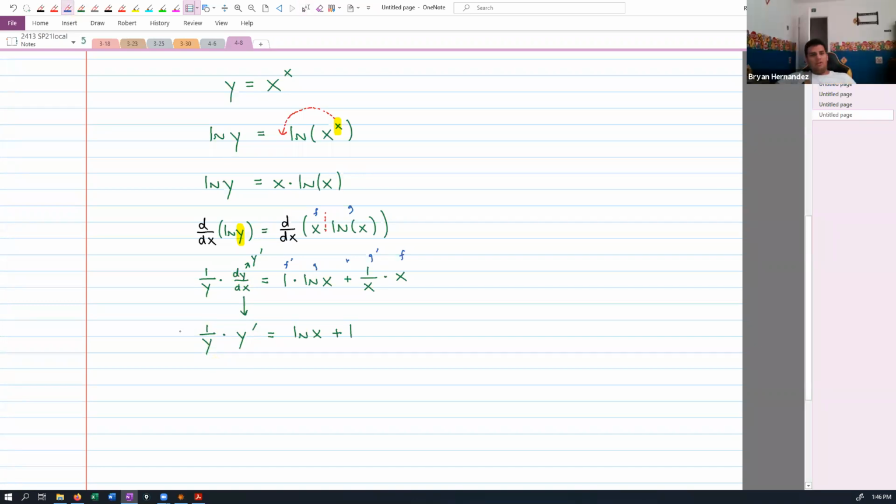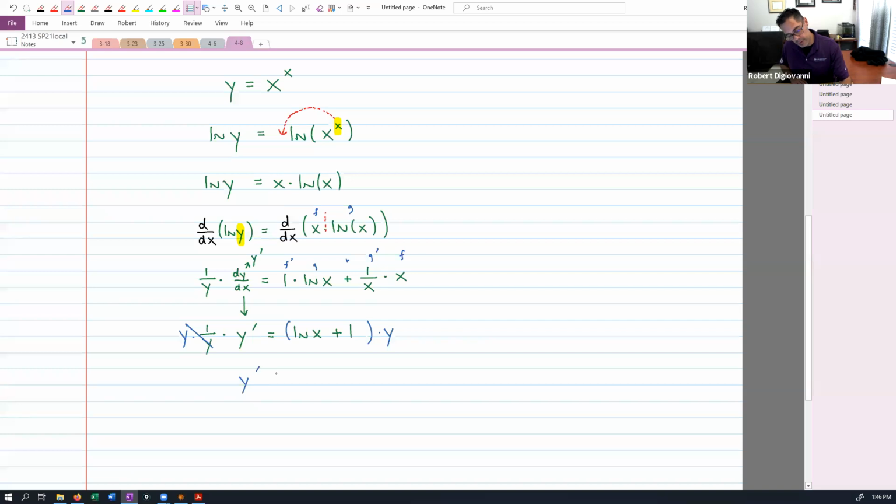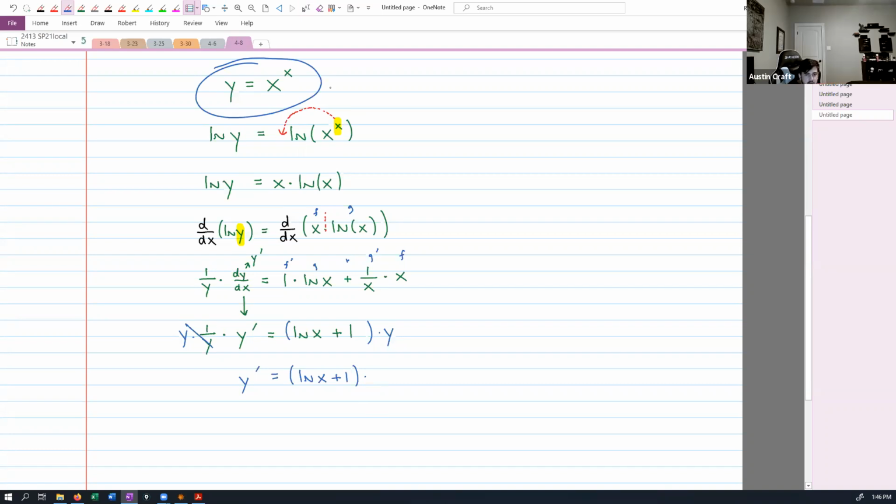Multiply by y. Multiply by y. And then take this side and multiply by y. And over here on the left-hand side, you get y prime. And on the right-hand side, you get natural log of x plus 1 times y, right? But what's y? x to the x. So I'm going to replace y with x to the x. And that's your derivative.